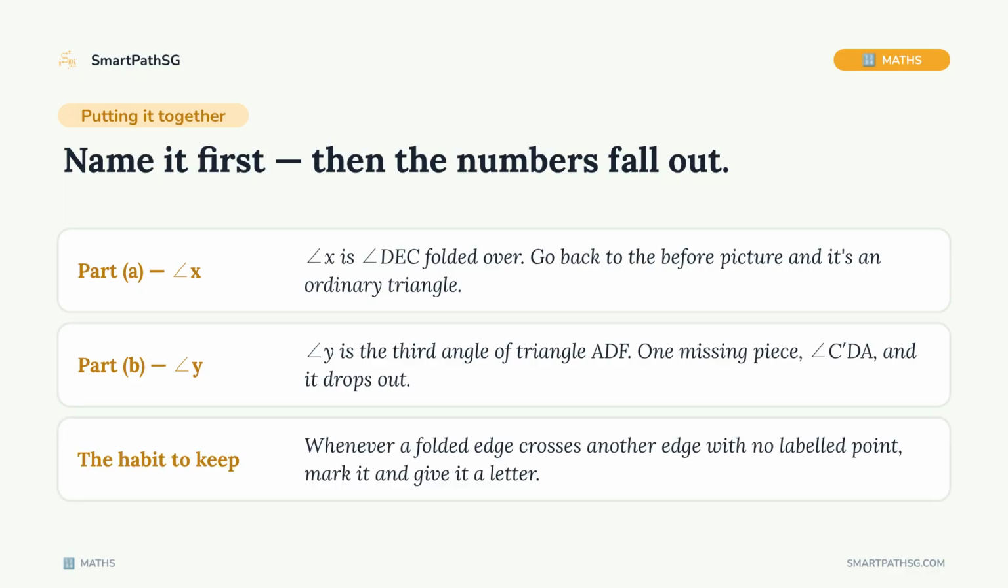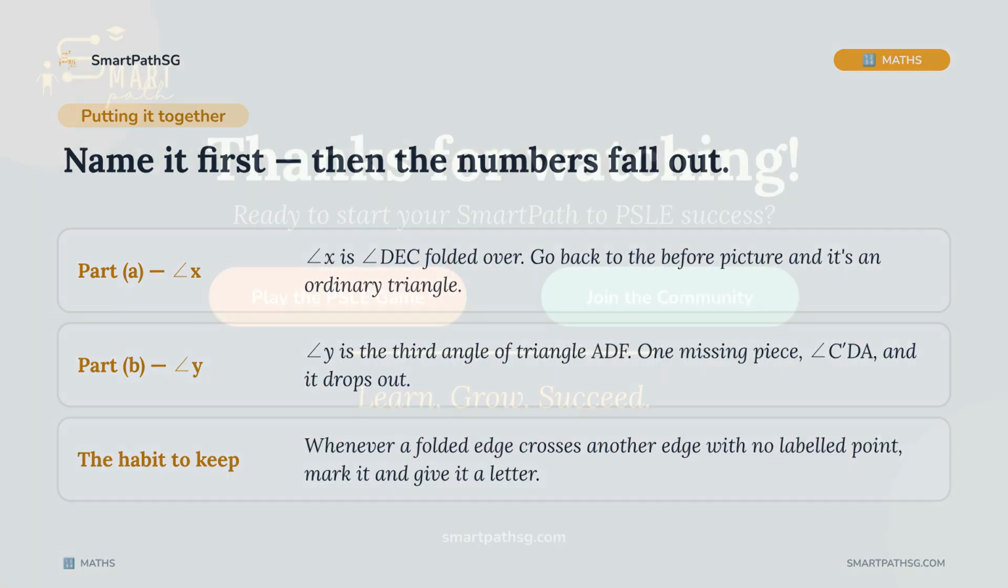And a useful habit to keep. Whenever a folded edge crosses another edge without a labeled point there, mark that crossing yourself and give it a letter. You cannot name the triangle your unknown sits in until its corners have names.